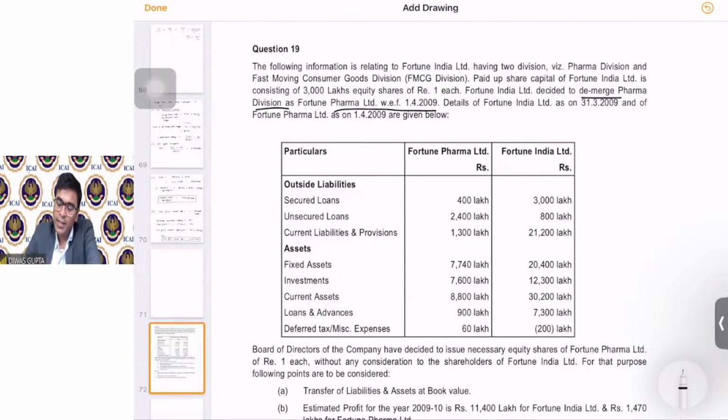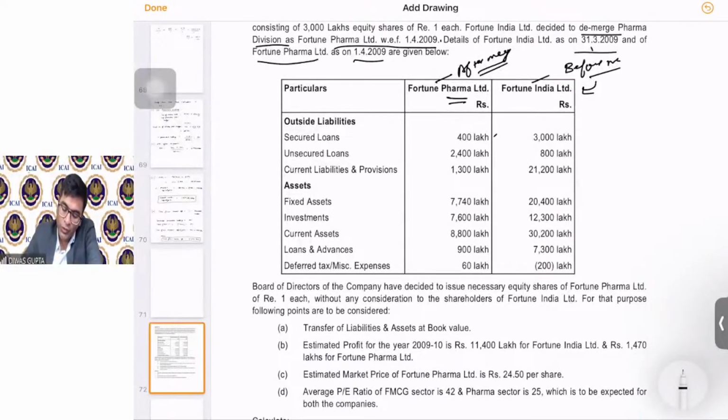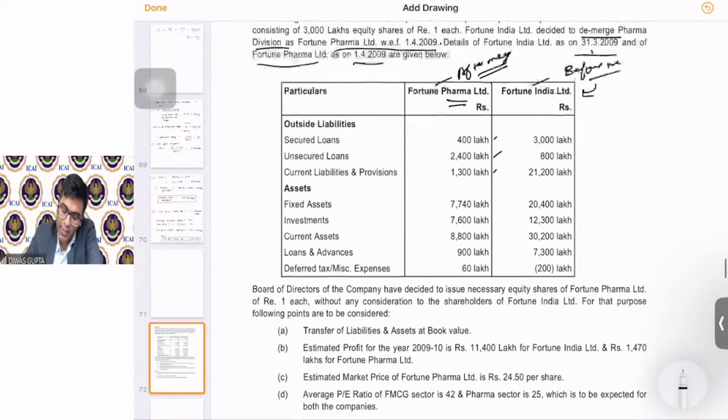The details of Fortune India Limited just before the demerger, because the demerger happened on 1st of April 2009, we are talking about 31st of March 2009. So just before the demerger, the details of Fortune India, and of Fortune Pharma Limited just after the demerger, are given as follows. So this is the before demerger and this is after demerger, but after demerger only for pharma, not for FMCG. And this is before demerger for both, right? So there are outside liabilities in the form of loans, unsecured loans, current liabilities and provisions. Then there are fixed assets, investments, current assets, loans and advances, and deferred tax or miscellaneous expenses.